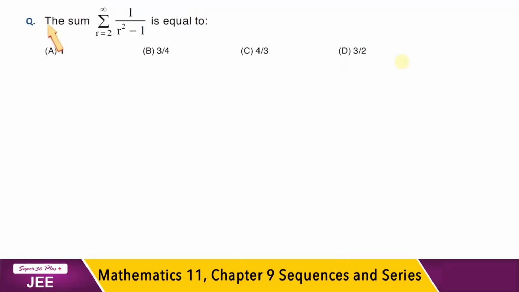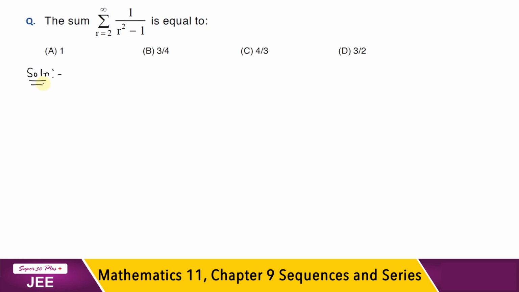So the first question over here asks us the sum of sigma r varying from 2 to infinity 1 by r square minus 1, and this is equal to which one of these options. Alright, so this is basically a question that is based on series summation. So let's begin with the solution part.